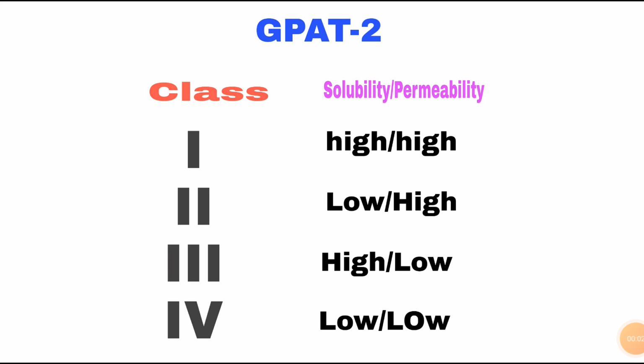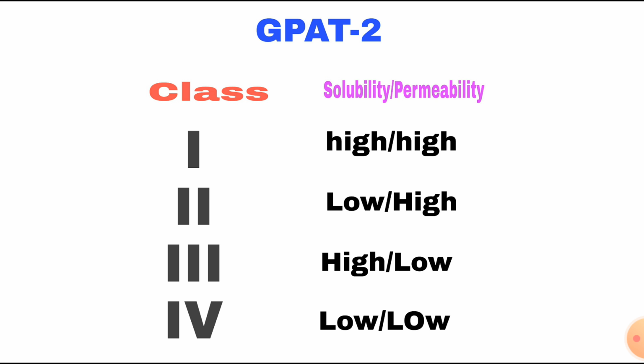Hello friends, today we are going to discuss the most important table for GPAT examination, that is the solubility and permeability table, the biopharmaceutical classification system table, BCS classification. Class 1 drugs are high soluble and high permeable. Class 2 drugs are low soluble and high permeable. Class 3 drugs are high soluble and low permeable, and class 4 drugs are low permeable and low soluble.